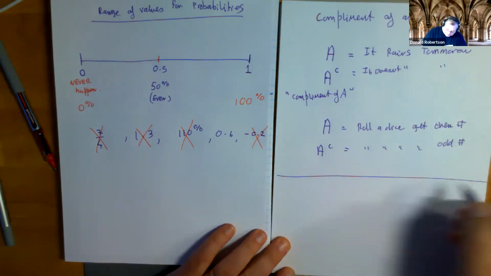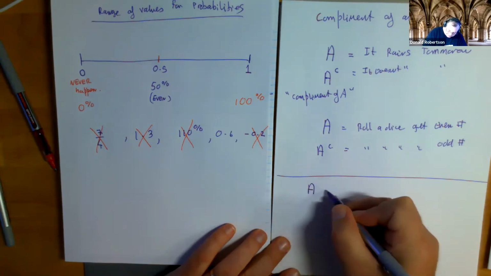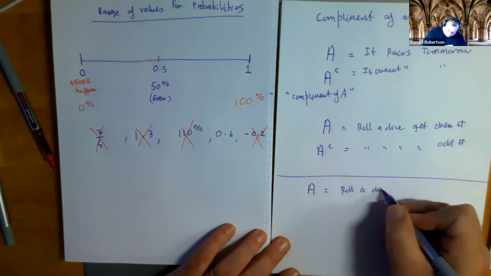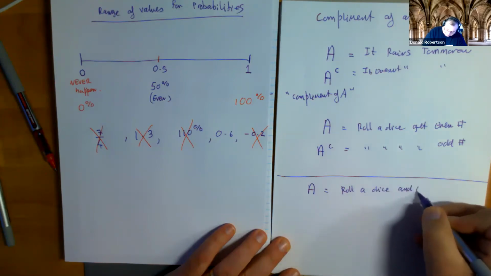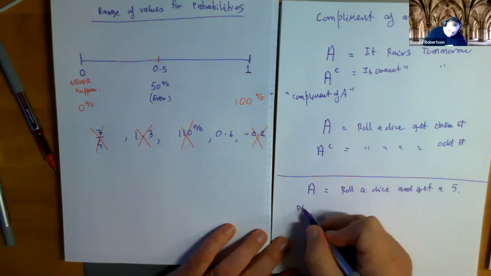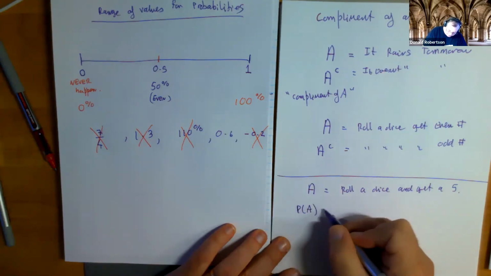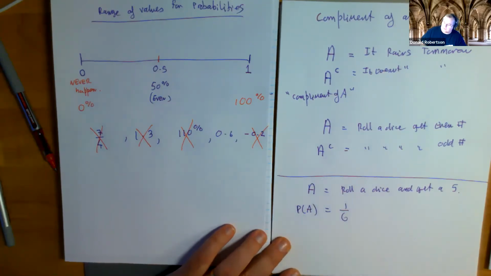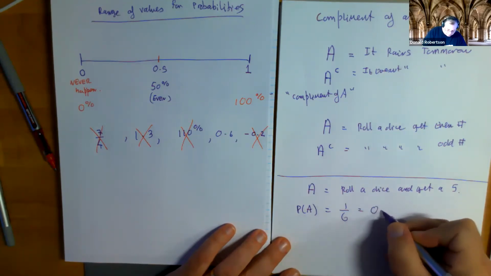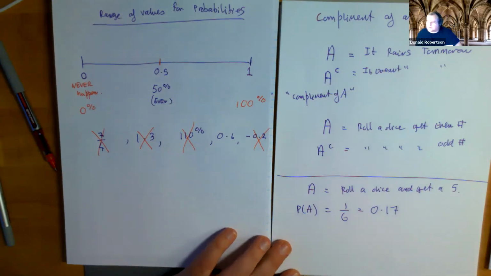Let's pick another one. Let's do A, roll of dice, and I get a 5. Well, the probability of A is very simple, right? It's 1/6, which is about 0.17, right? We did that earlier.